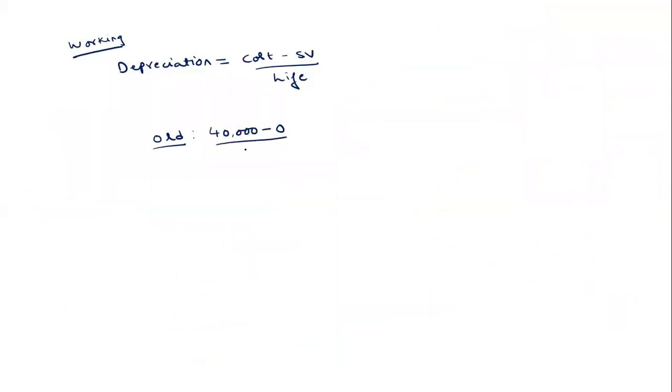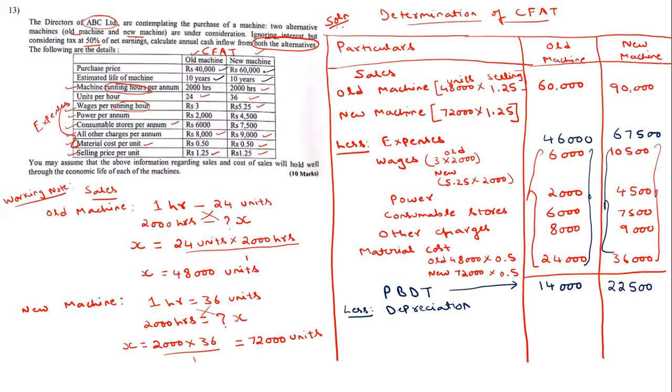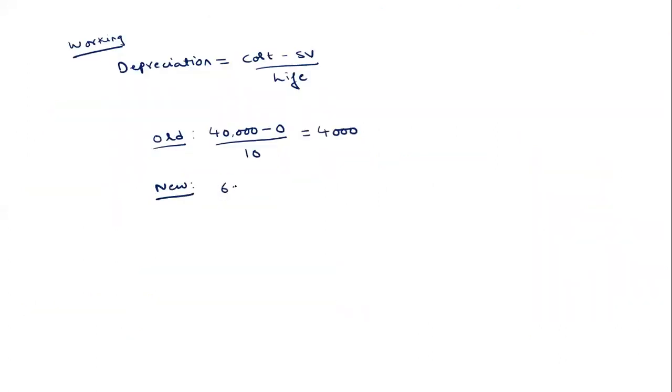So I'll be writing that 10, and then 40,000 minus 0 divided by 10 happens to be 4,000 for the old machine. Fantastic. And for the new machine, I'll again bring it here to the question. It says 60,000 as a purchase price or cost. I'll write 60,000 minus 0 scrap value divided by the life of the asset, 10 years, and then I get 6,000 as the new machine depreciation. Therefore, now old machine 4,000, new machine 6,000.